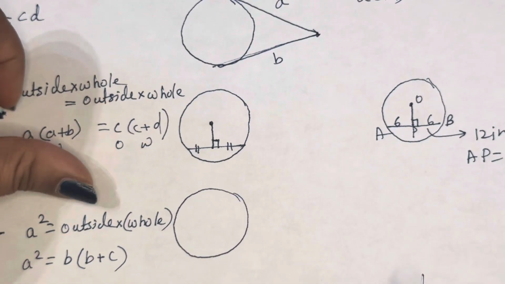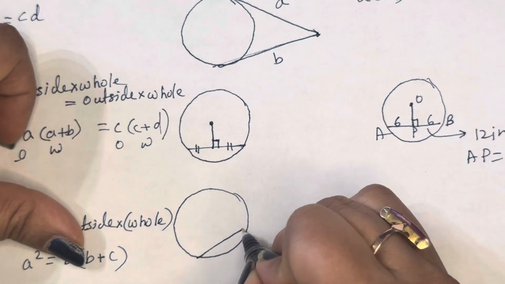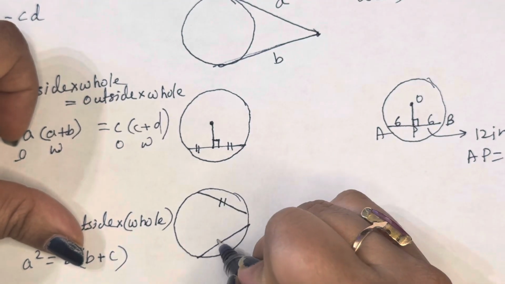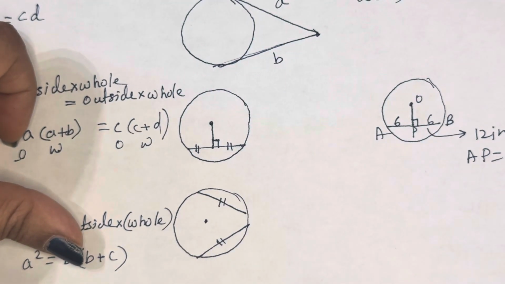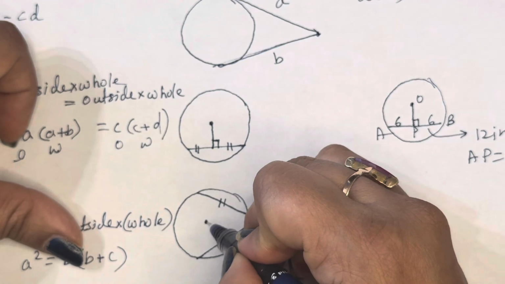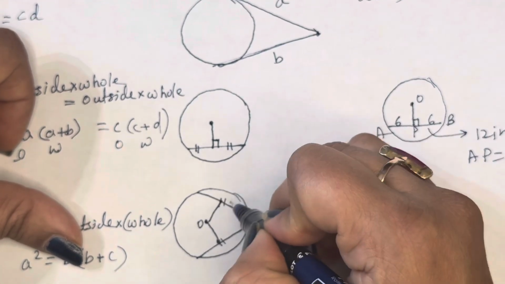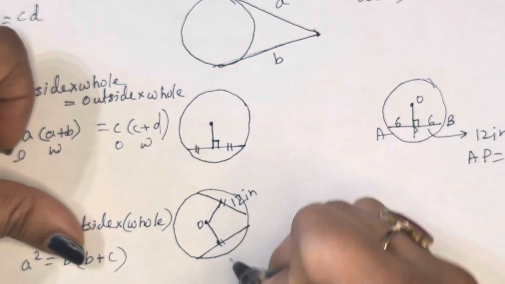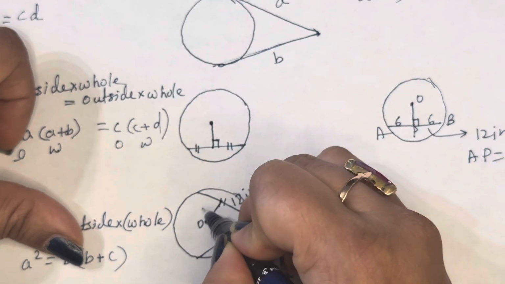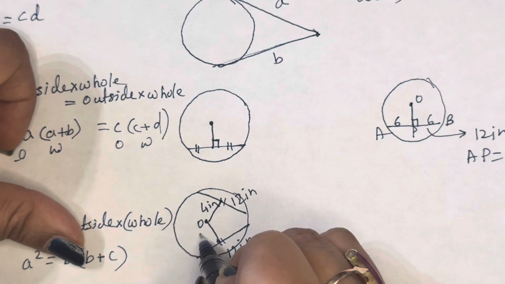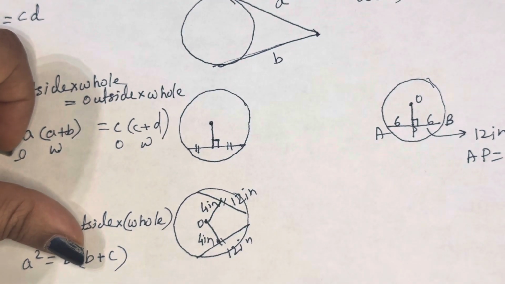Another property is if I draw two chords which are of the same length in the same circle, then the distance from the center to that chord is also the same. That means if both the chords are 12 inches and one of them is 4 inches from the center, the other chord will also be 4 inches from the center.